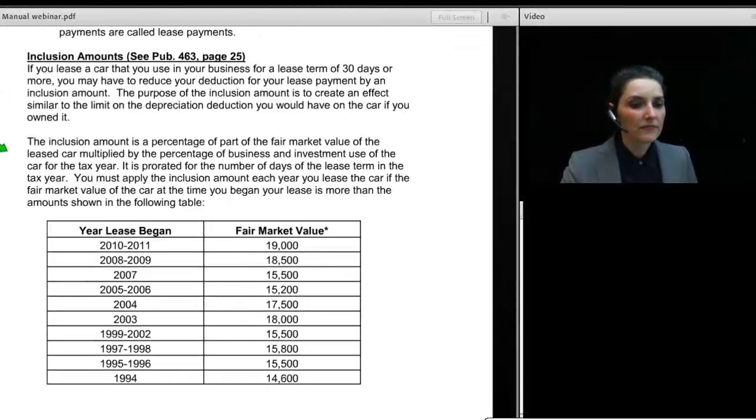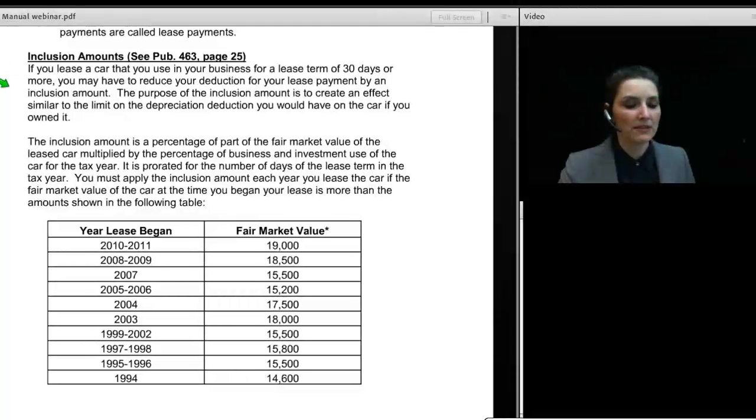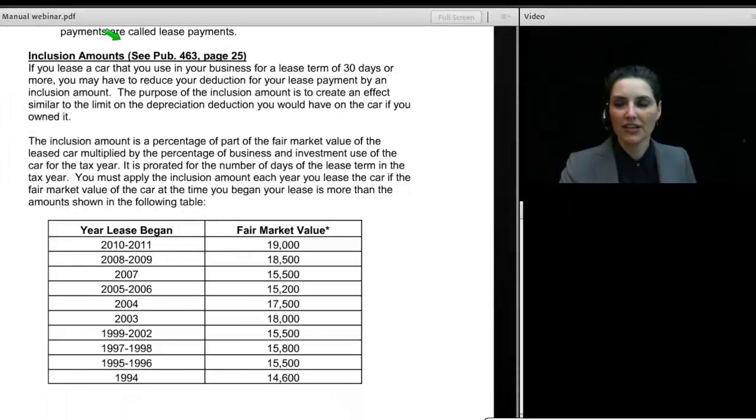Now, if you lease a car that you use in your business for a term of 30 days or more, you may have to reduce your deduction for the lease payment by something called an inclusion amount. Have any of you ever heard about inclusion amounts before? It comes up periodically in discussions, and I got a little bit interested in what an inclusion amount was one year, and I decided to put it in my course after I figured it out.